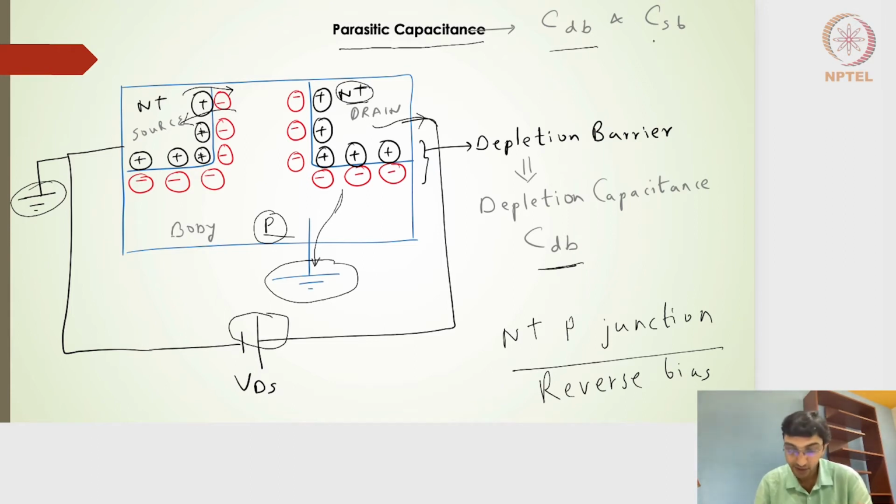Now it has been denoted as source to body, because this is the source region and this is the body region. Similarly, on the drain to body, we will have CDB. For source to body, it is CSB. So these are the two parasitic capacitances we would like to have at a low value.